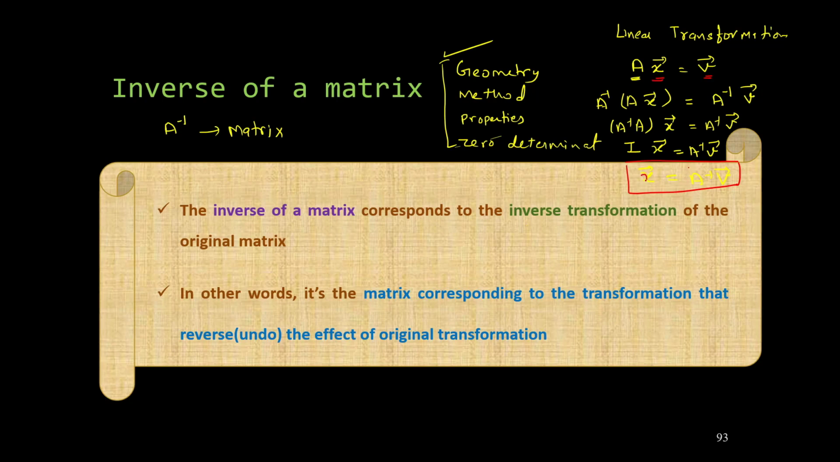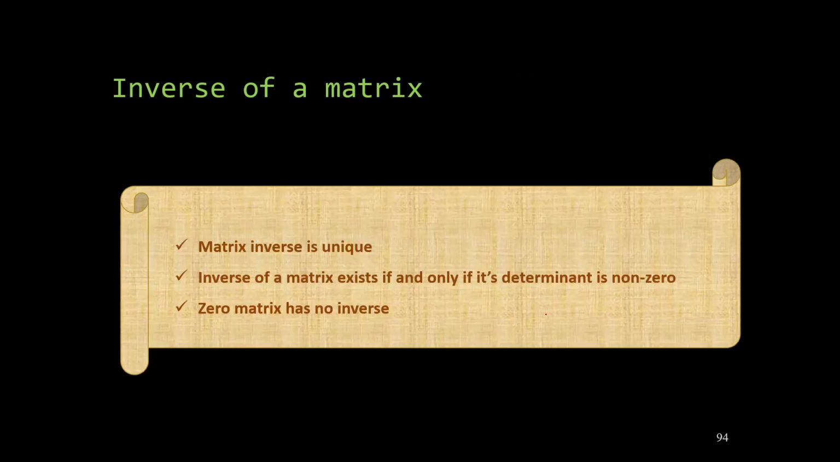I hope it is visible, the color. I need to, X is equal to A inverse of V, right? So we will see how that happens, how is it possible that we get back the original space. We can also say that the matrix corresponding to the transformation that reverses, or that undoes the effect of the original transformation, right? So we will see that in a short while. Let me see what comes next.